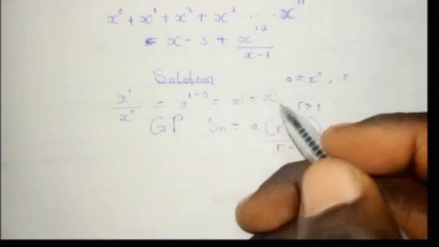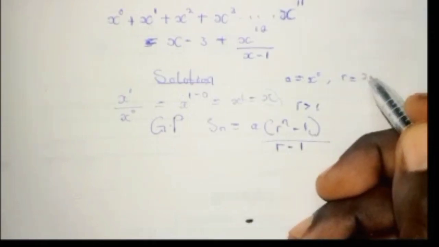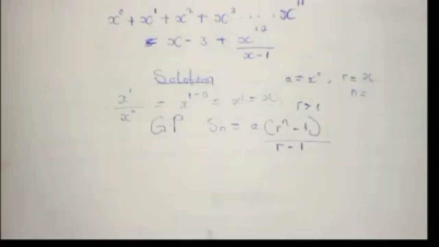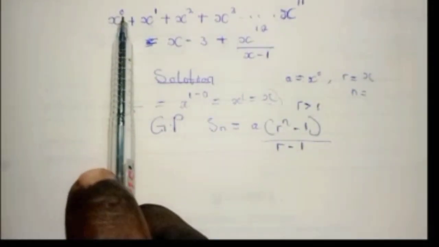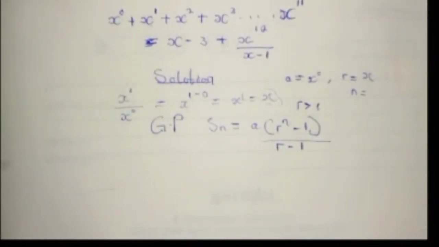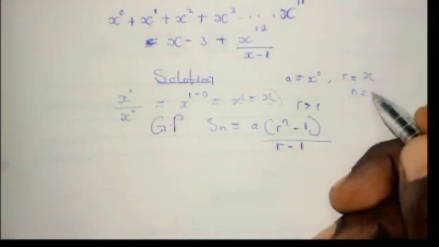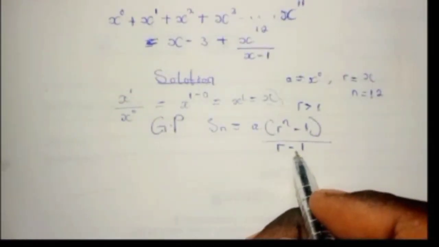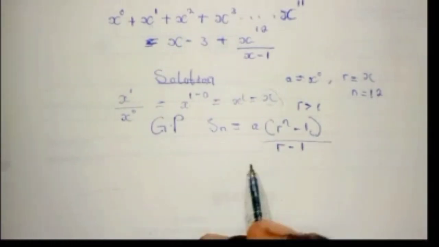Don't forget, we have solved it here. The common ratio is x, and n stands for the number of terms. If you count it, it's from x raised to the power of 0 to x raised to the power of 11. If you count it, you can see that it is 12. So the number of terms here is 12. So let's substitute the parameters into the formula.